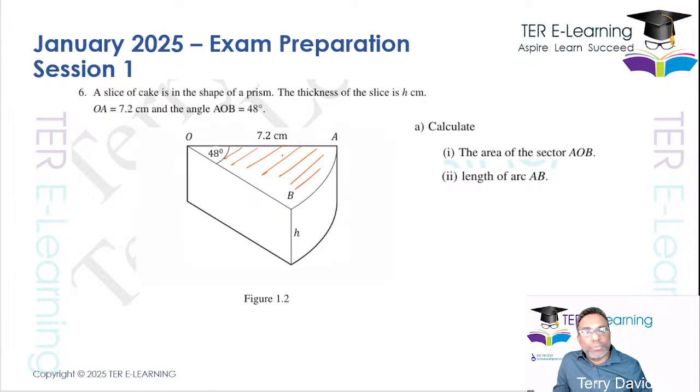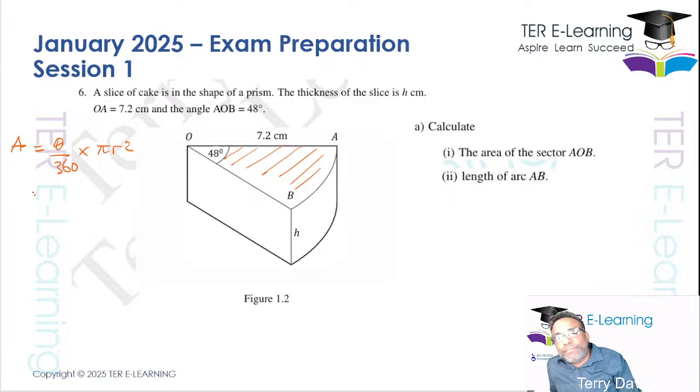Now there's a formula to work that out, and by the way, surprisingly, this formula is given to you in the exam. The area of the sector is given by the angle, let's call it theta, over 360, multiplied by pi r squared. That's how we find the area of a sector. So the angle is 48, so it's 48 over 360 multiplied by pi r squared.